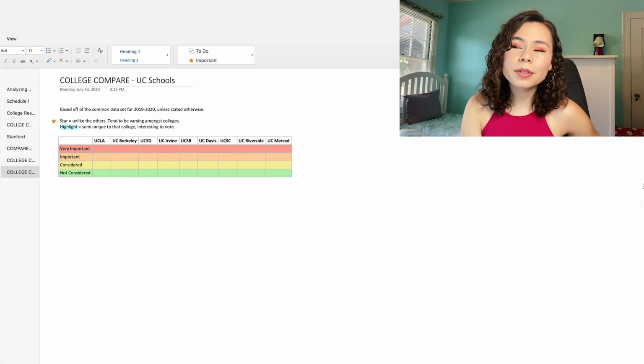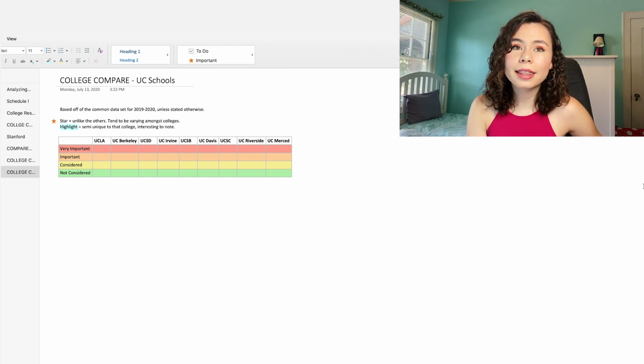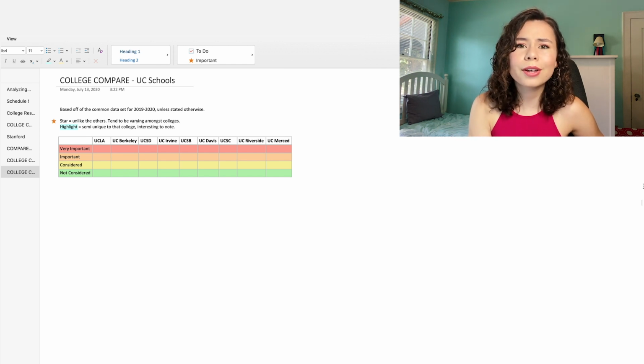All right, now we have jumped into my OneNote Microsoft document and we're going to start filling in this chart. Before we get started, I just want to say that this data is based off of the common data set for 2019 to 2020, unless stated otherwise, except I don't think it's stated otherwise, so that's good to know. It is the most recent data set.